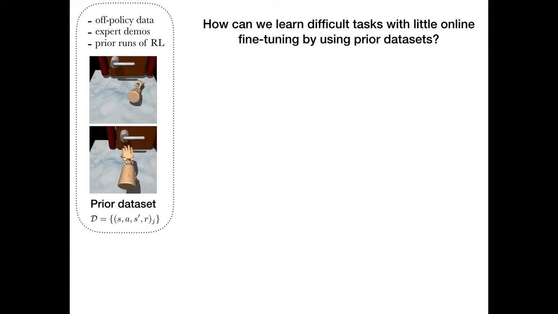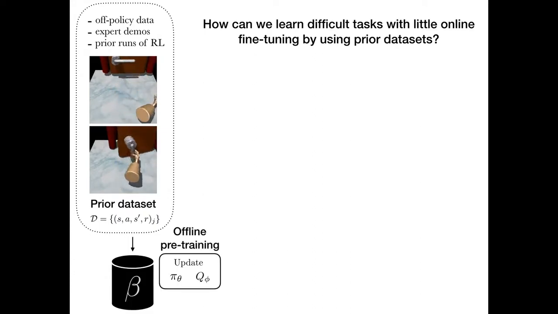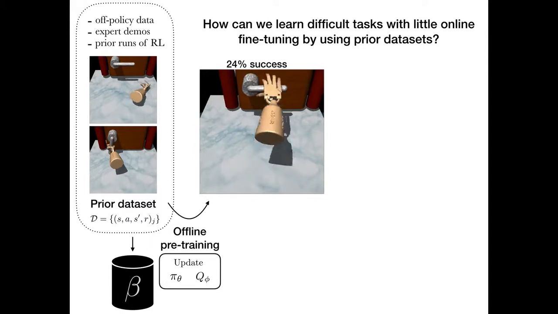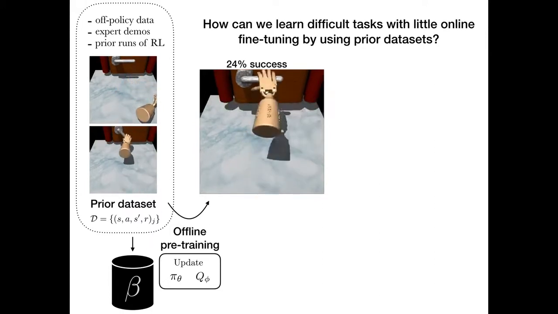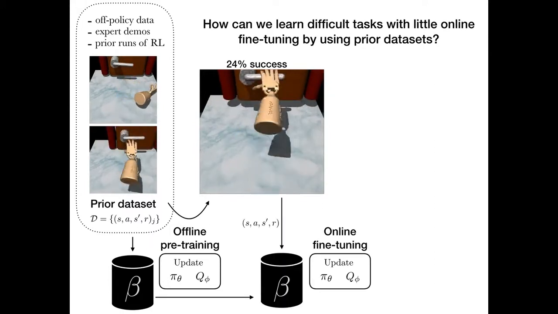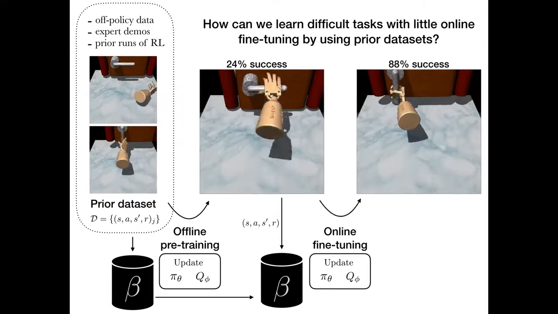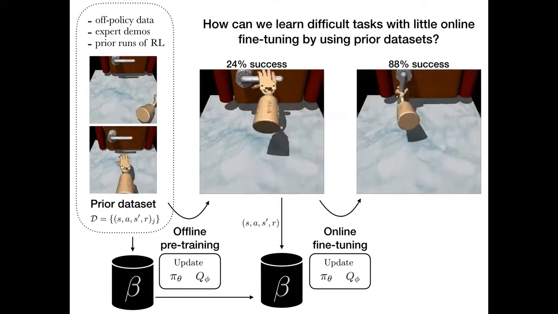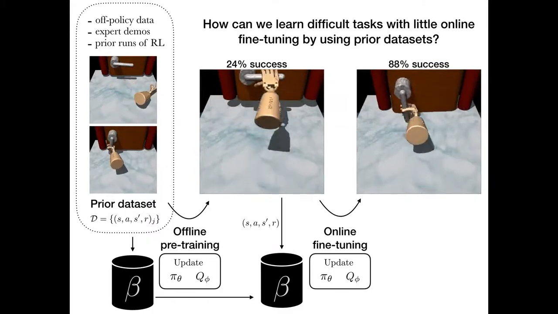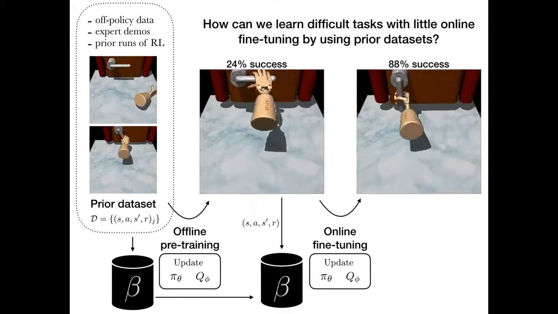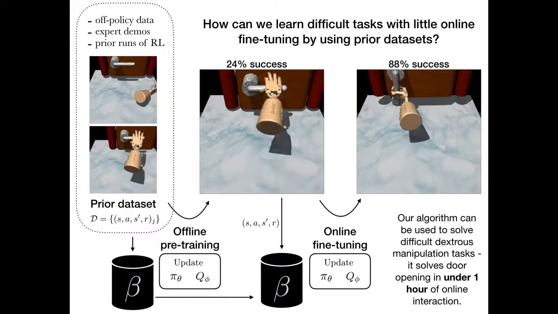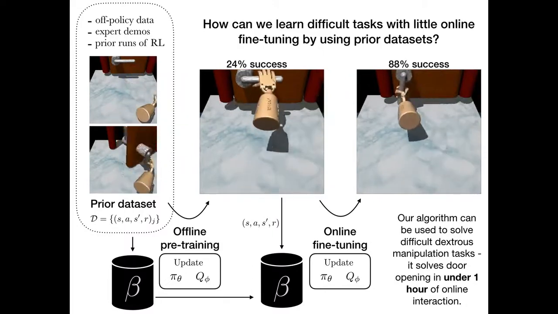RL. Prior work has considered offline RL, which maximizes expected returns using the prior dataset but without online interaction, and this may solve the task partially. But often, online fine-tuning is required to truly master the task. We will show that our algorithm can be used to solve these difficult dexterous manipulation tasks very sample efficiently. It solves this door opening task in under 1 hour of online interaction.